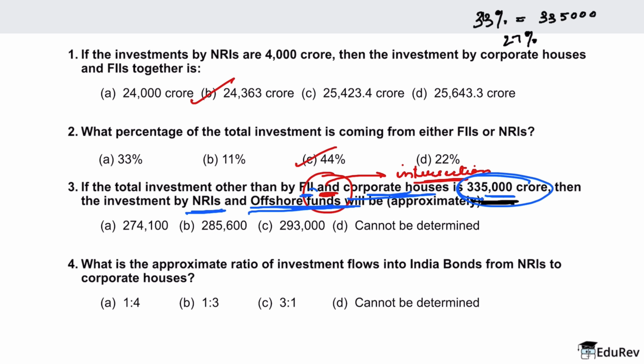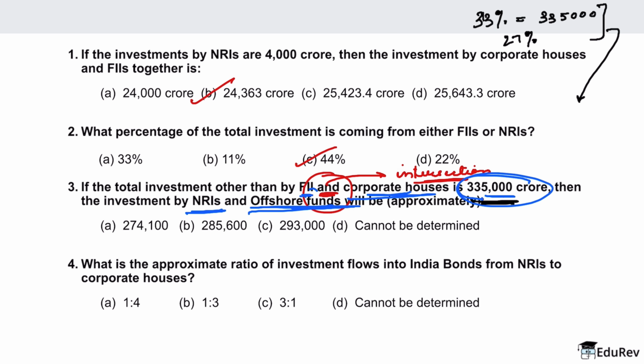That means what? That means by the data which is given, can I say it can be 27 into 335,000? Here one more zero. Here there are 3 zeros. Okay. So let me write it again. It's going to be 27 into 335,000 upon 33. Can I say this? And this is going to be approximately what?